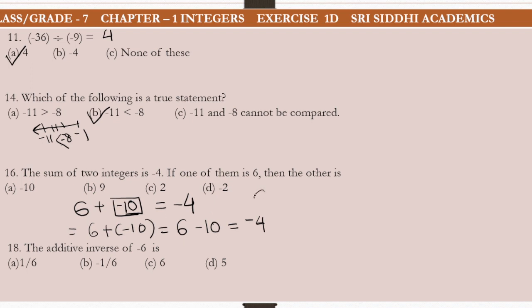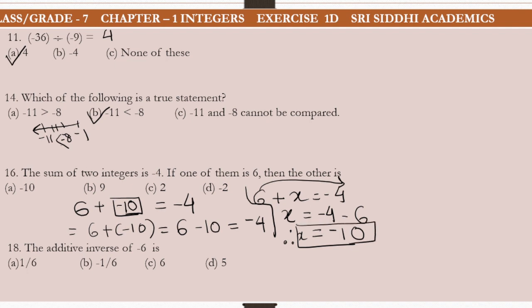Another method is algebra. We'll write 6 plus x is equal to minus 4. Here we will take this 6 to the other side to find the answer. If 6 goes to the other side, this side it is plus 6, so on the other side, when we transpose, it will become minus 6. So two same sign integers here, minus 4 and minus 6, means we have to add to find the answer. It will be 6 plus 4, 10, and both are negative, so the answer will also be negative. x is equal to minus 10. Two methods to find the answer. So option A for question number 16 is the correct option.